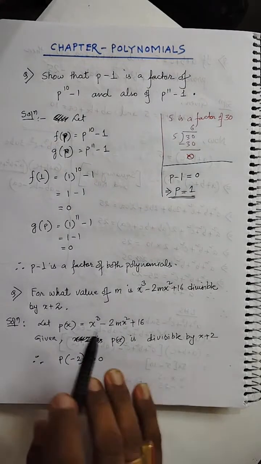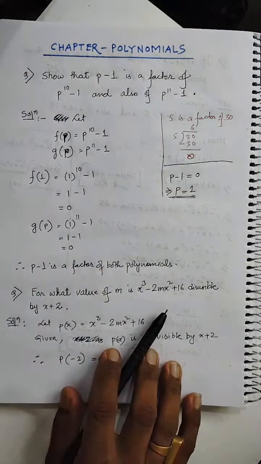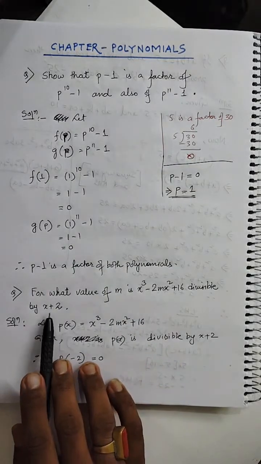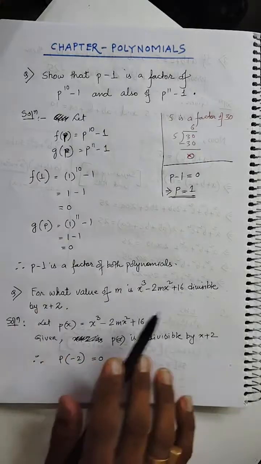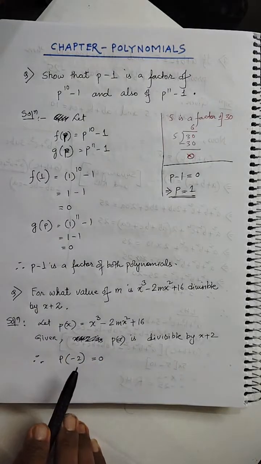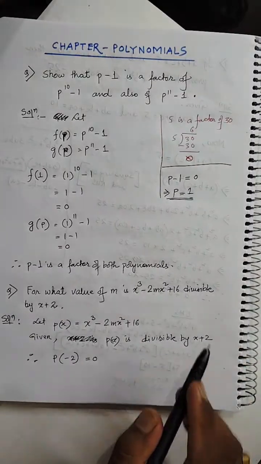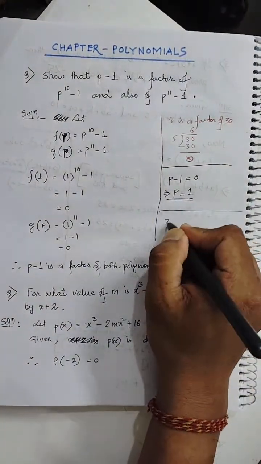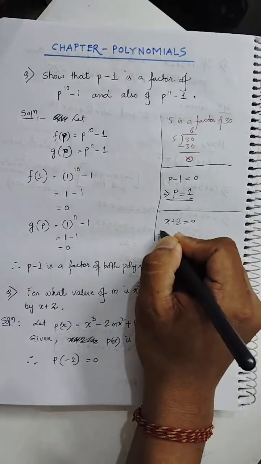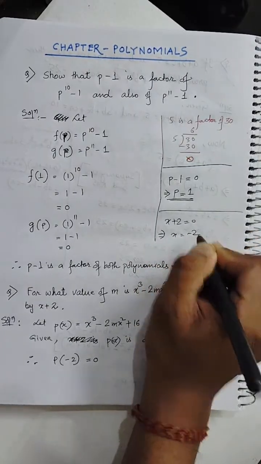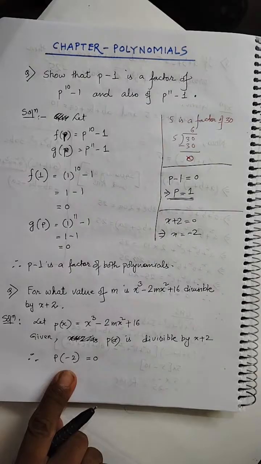Okay, because if this is divisible, that means x plus 2 is a factor of the polynomial, and if x plus 2 is a factor, that means on dividing we will get the remainder 0. So p(-2) is equal to 0. How did we get minus 2? Same way. Let me show you. So here x plus 2 is equal to 0, so x is equal to minus 2. So we can take p(-2).